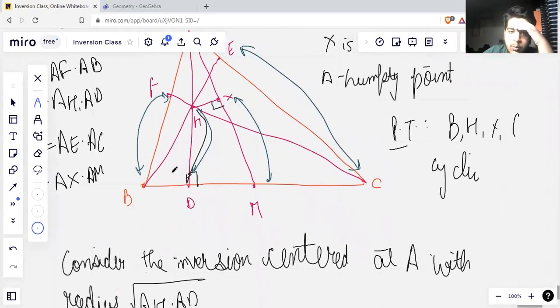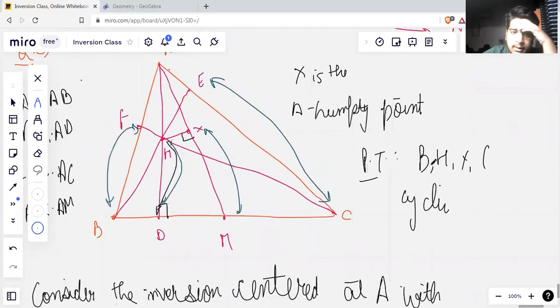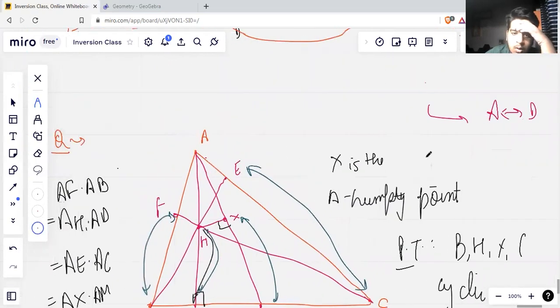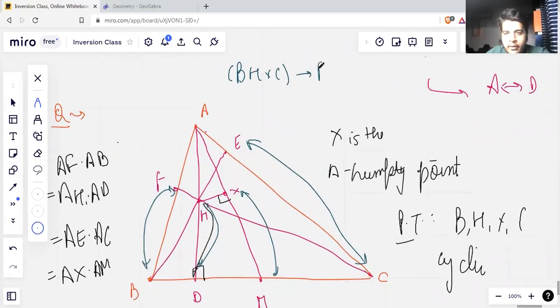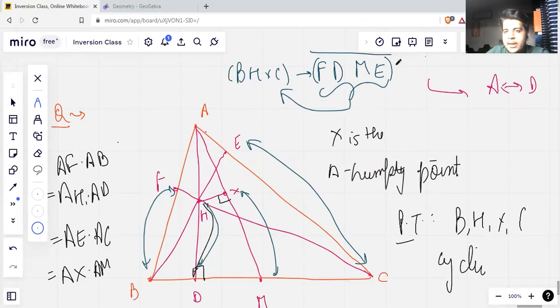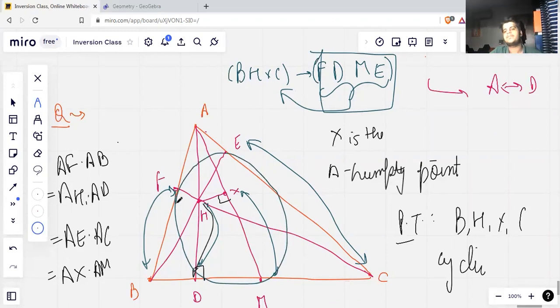So now we need to prove BHX is cyclic. What will BHXC go to? B goes to F, H goes to D, X goes to M, C goes to E. So if you prove this is cyclic, we will already prove that this is cyclic. And these 4 points are concyclic because of the 9-point circle. F, D, M, and E lie on the 9-point circle. So this is also nice.